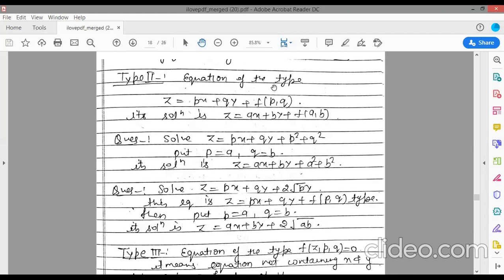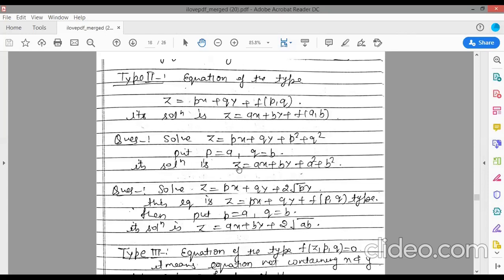So equation of the type z is equal to px plus qy plus f(p,q). Its solution is z is equal to ax plus by plus f(a,b). So you will remember the direct solution of this equation. If you have an equation of this type, then you can write the direct solution: put p is equal to a, q is equal to b, so then your solution will be z is equal to ax plus by plus f of a,b, right?